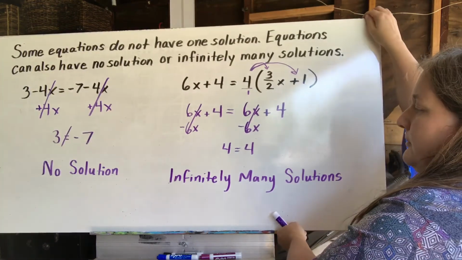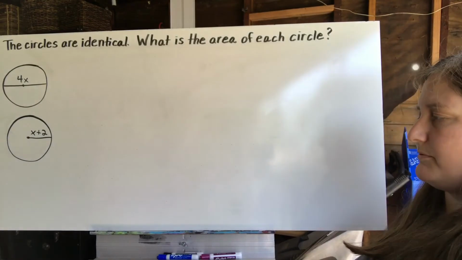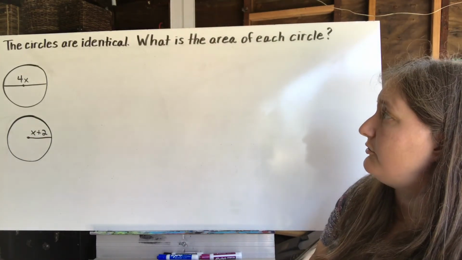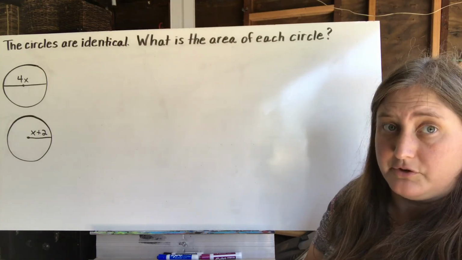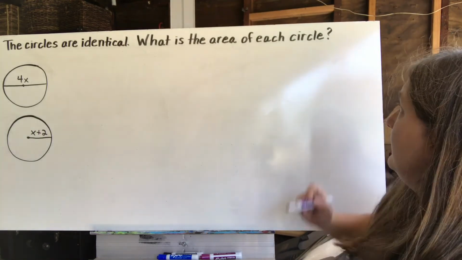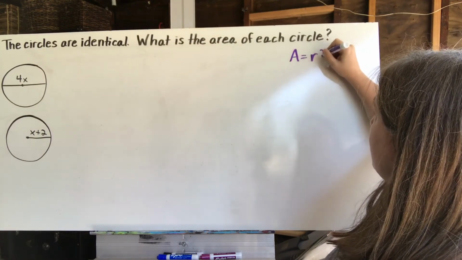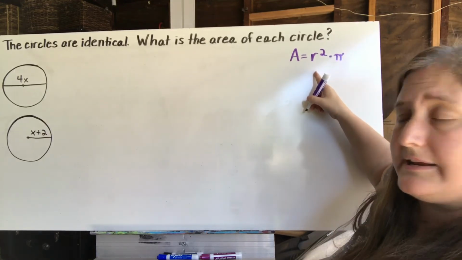So let's look at a word problem where we may actually use an equation with variables on both sides to get our answer. So here we've got two identical circles, and they want to know what is the area of these circles. Well, to find the area of a circle, we use our formula, radius squared times pi.